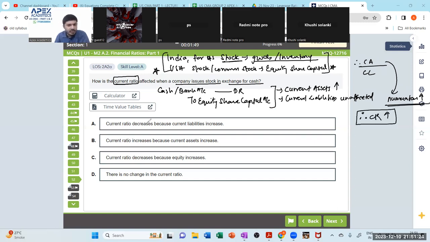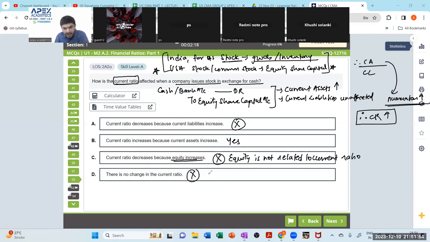Current ratio decreases because current liability increase is wrong. Current ratio increases because current assets increase is the correct answer. Current ratio decreases is the wrong answer because equity increases. What is this rubbish? Equity is not related to current ratio. It's a stupid statement. There is no change in current ratio.